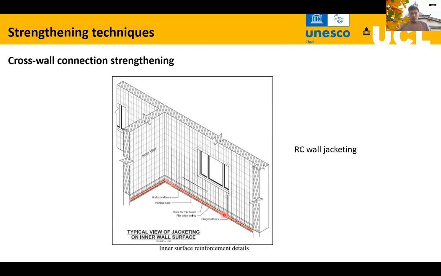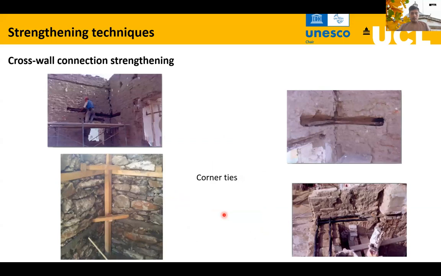Again, at cross-wall connection, we can use the same ferrous cement, the RC wall jacketing technique at the cross-wall, so it binds all the walls there together. And this is also again on the both sides of the wall and interconnected through the masonry at certain intervals.